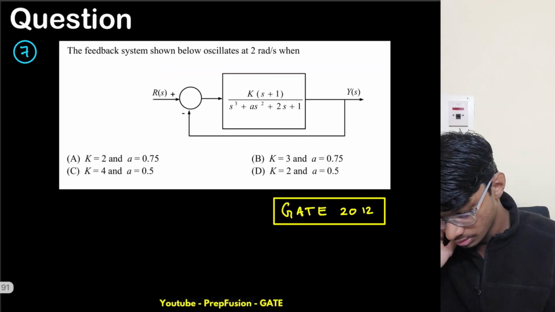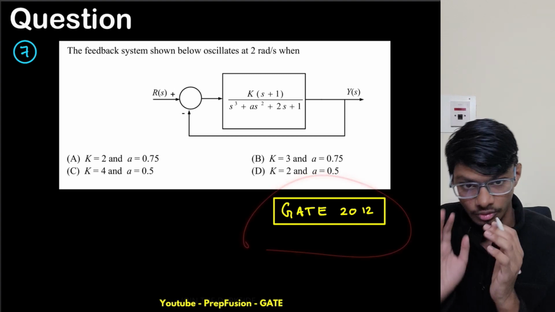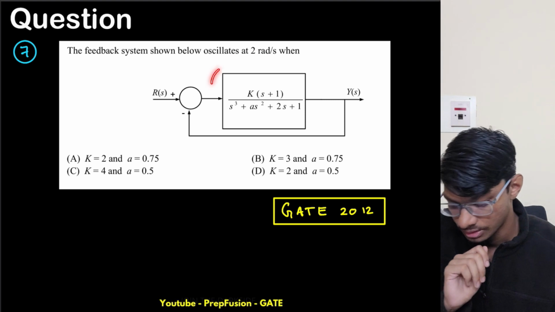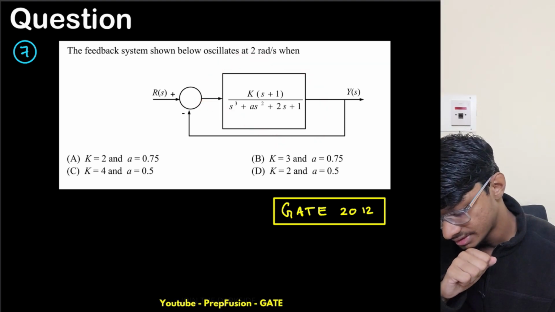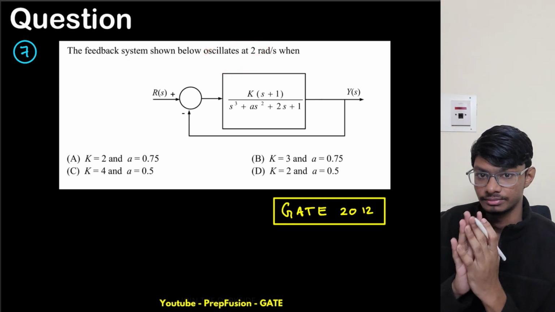Now let's go to the next question. So what is this question telling us? Again, this is a GATE question. Pause the video and try to solve it by yourself. So we have a feedback system, and we have been given an OLTF, right? And we have to find the condition at which the feedback system oscillates at 2 radian per second.